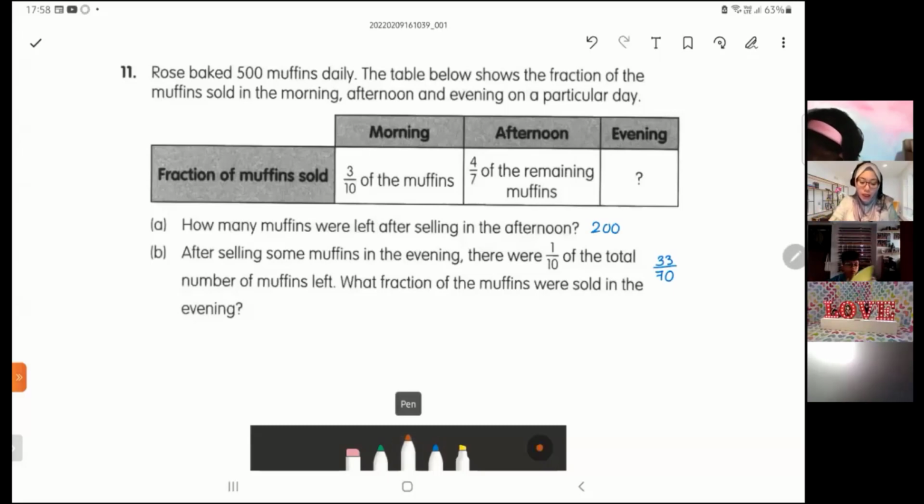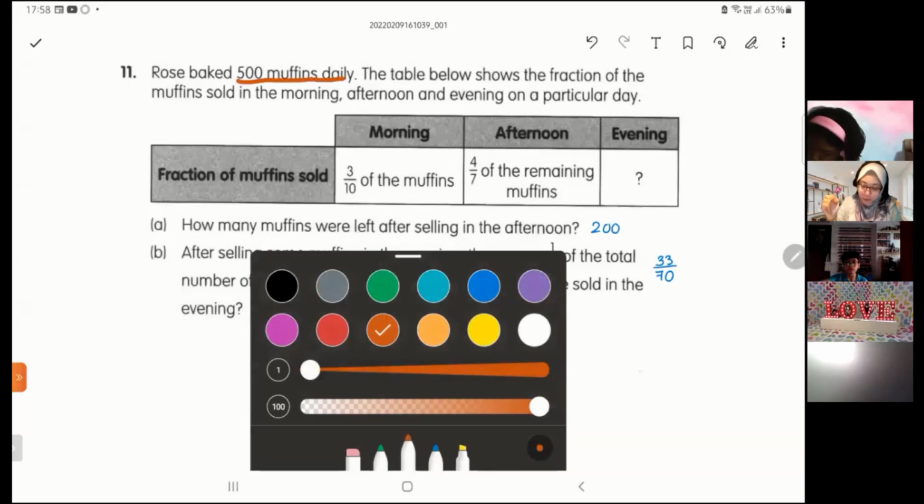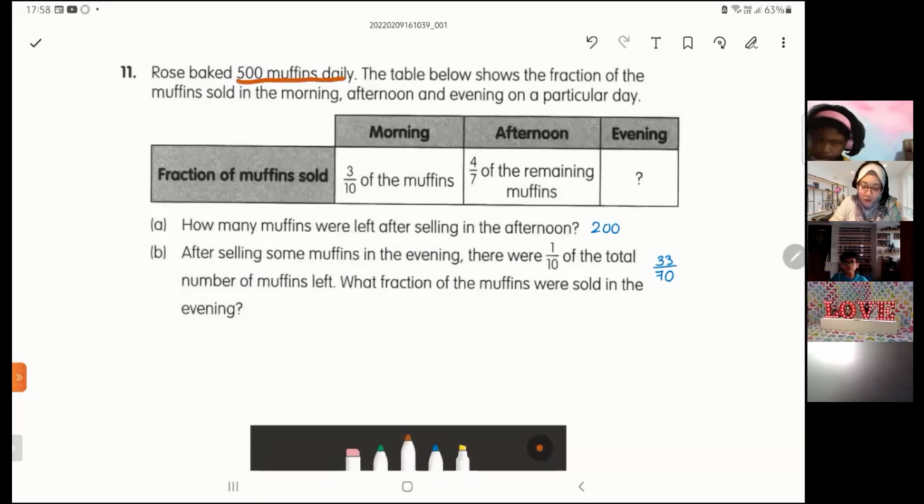So Rose baked 500 muffins daily. The table below shows the fraction of the muffins sold in the morning, afternoon, and evening on a particular day. How many muffins were left after selling in the afternoon? Which means for part A, I want the evening ones. How do we attempt this question? For part A, there's limited space, so I'm just going to squeeze A here.